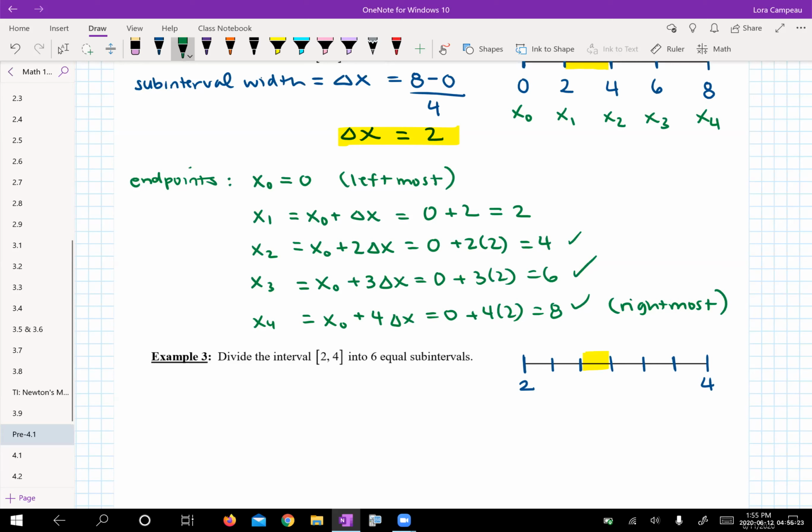So remember, we always have x of 0 is the far left endpoint. And then just count. We can label this x of 1, x of 2, x of 3, x of 4, x of 5, and then the rightmost endpoint is x of 6. So now we have names for all of these, and we just want to find the values. And so we go back and we say, okay, we want to know what this subinterval width is. And these are nice numbers.